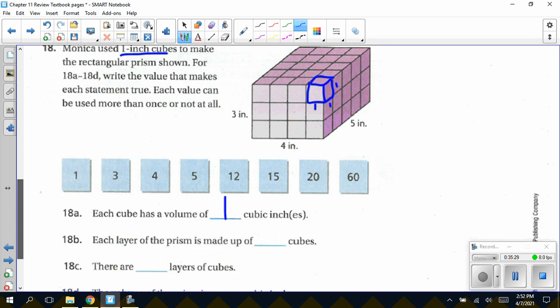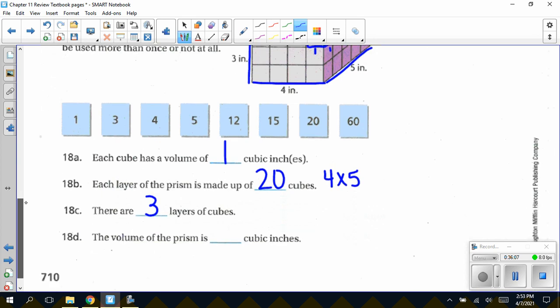Now for B, it says each layer of the prism is made up of blank cubes. So we need to find the area of our base. So I see that I have 4 inches by 5 inches right here. So if I take 4 times 5, that's going to tell me the number of cubes that are in the bottom layer. And I know 4 times 5 is 20. Then for C, there are blank layers of cubes. Well, they tell us right here that there are 3. So we have 3 layers of cubes.